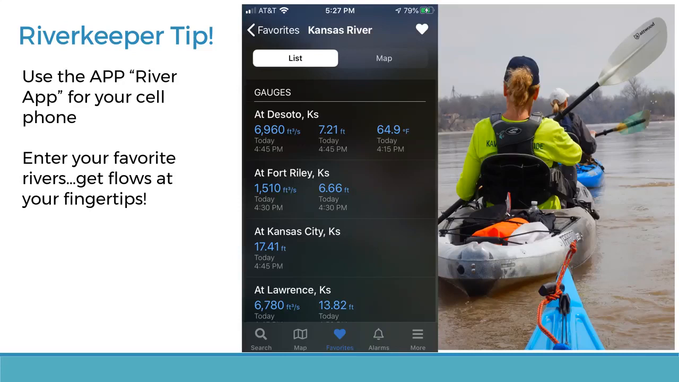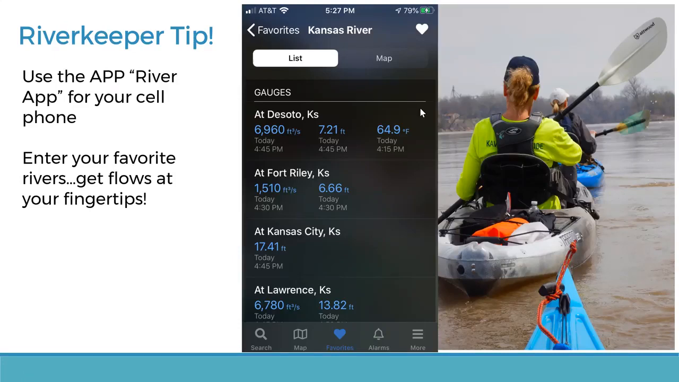And you'll see here that today at 4:45 p.m., the DeSoto station was at 6,960. So it was actually a little bit lower at that point. So I highly recommend that you get the River app. It's free, and you can use it because it just pulls the data from the USGS website.